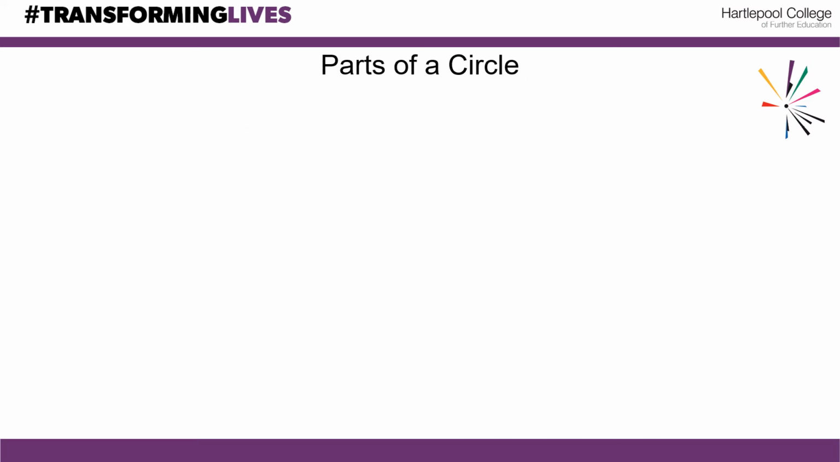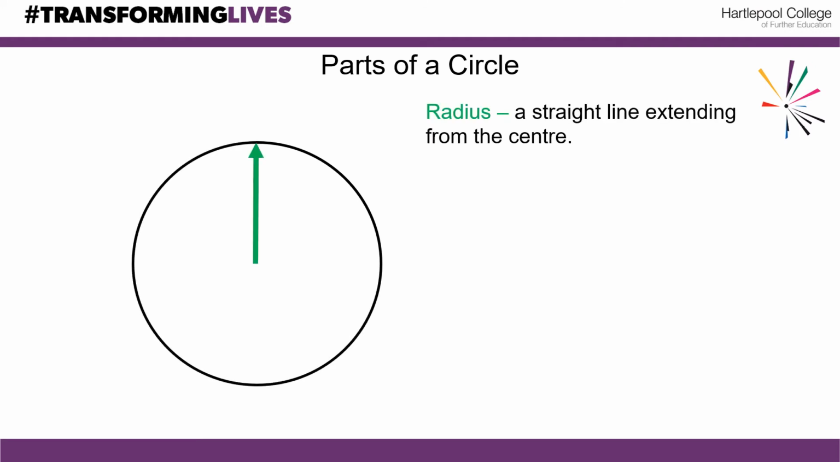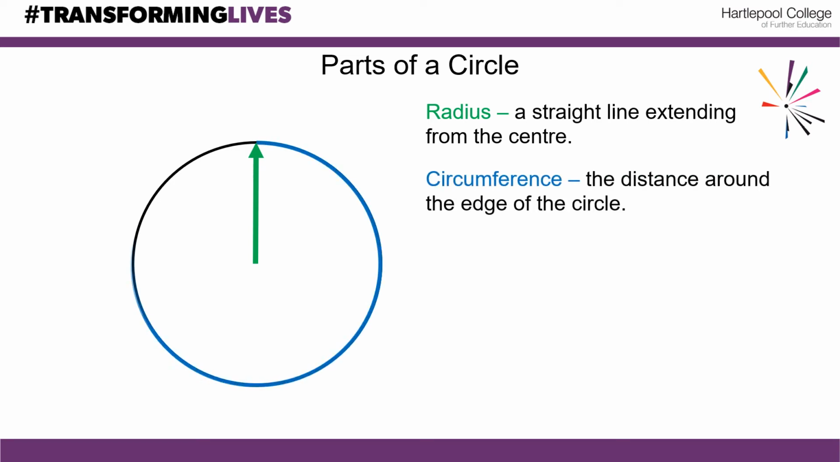Right, folks, I'll explain why that was going to be relevant in a sec. Next up, we need to do a quick recap on the parts of a circle. So here's my circle. First up, we have the radius, which is a straight line extending from the center to the circumference. The circumference is the line that denotes the distance around the edge of the circle.